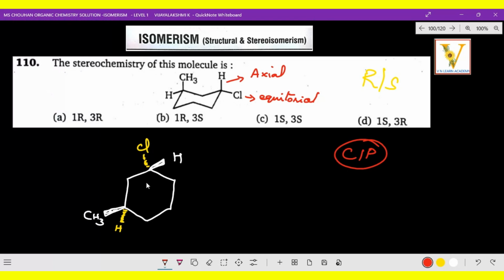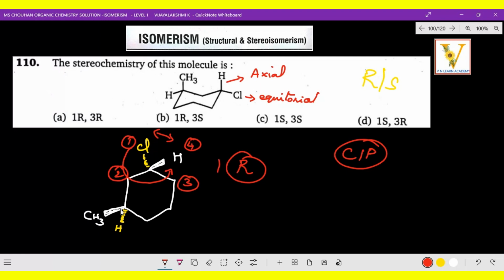Let us give the priority order so that you will get clarity. First, the higher atomic number has the highest priority. So here this is first priority, this is second priority, this is third priority, and of course this is fourth priority. But generally, only the fourth priority has to come on the dash position, so an exchange takes place. This is anti-clockwise. The fourth priority is on the dash position, and anti-clockwise means it is R. So the first chiral carbon is R.